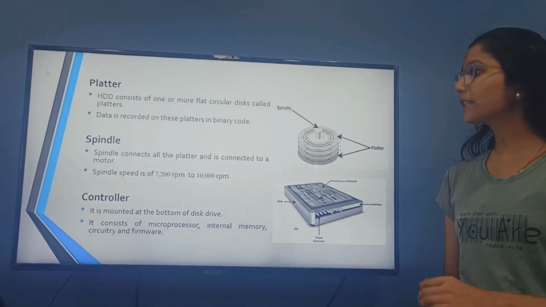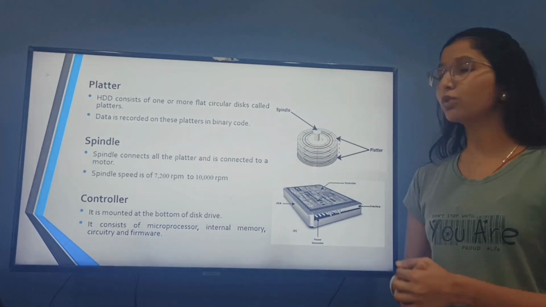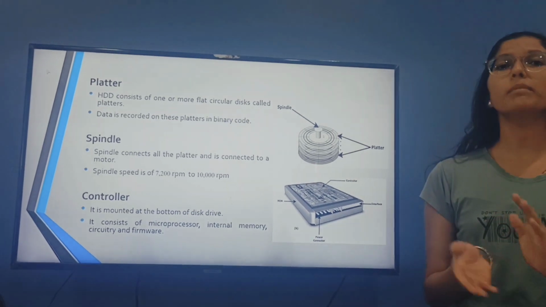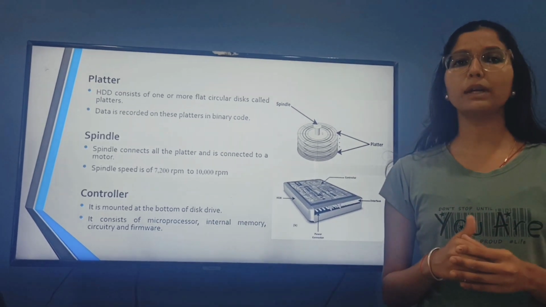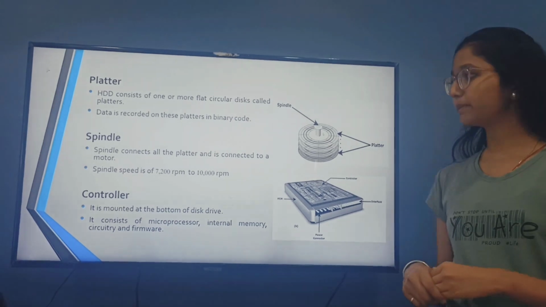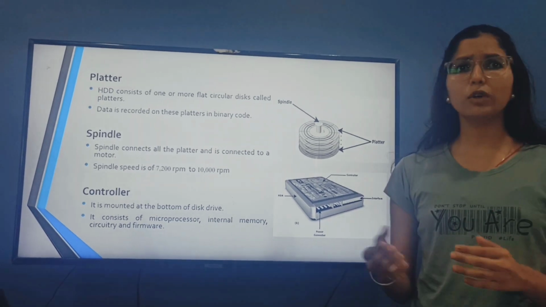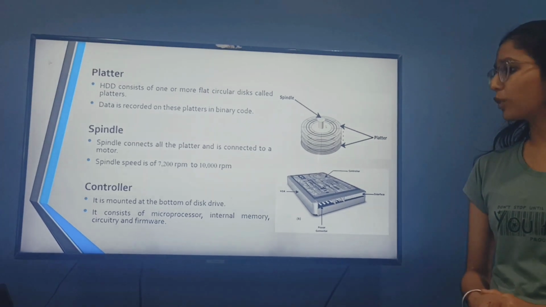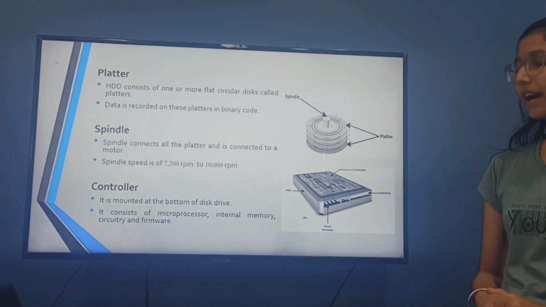Spindle. Spindle connects all the platter and is connected to a motor. So the motor rotates at a constant speed. The speed may be from 7200 rotations per minute to 10,000 rotations per minute. Controller. Controller is mounted at the bottom of a disk drive. It consists of microprocessor, internal memory, circuitry and firmware.